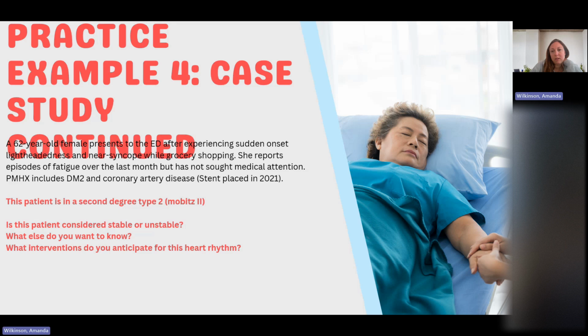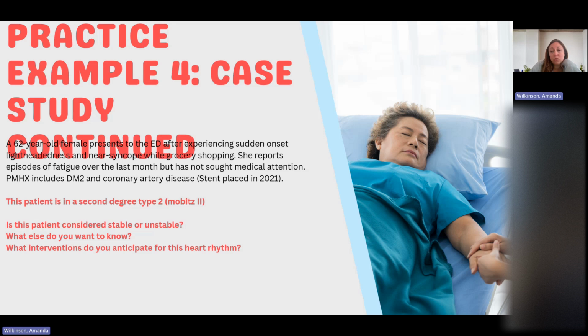I would agree. I would say unstable. She has symptomatic bradycardia. Her heart rate's 51 and she had a near syncope episode and she has some fatigue. Her blood pressure is low normal, but again, that is a late sign. So don't rely on your blood pressure alone. And she does have a history of CAD and she has elevated troponin. So she is at increased risk for sure.